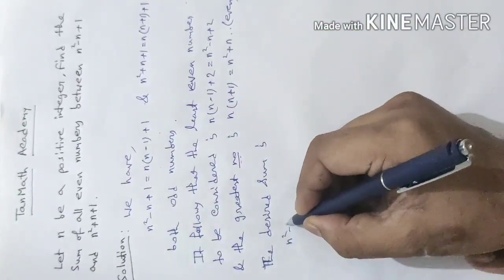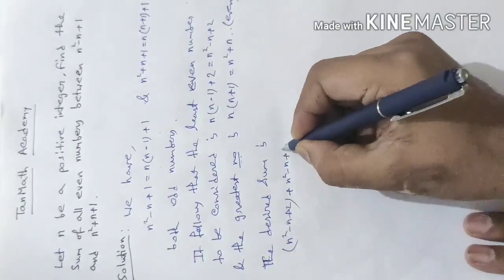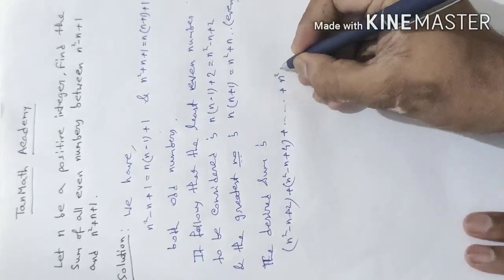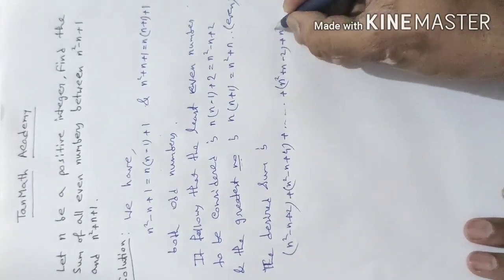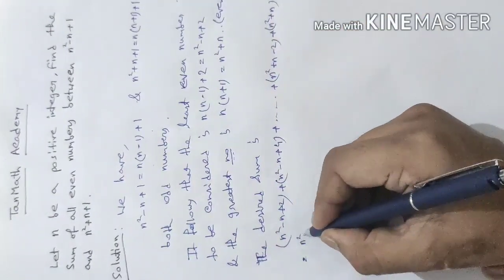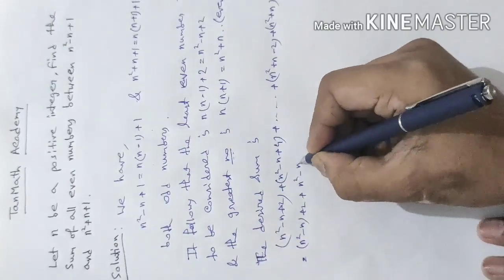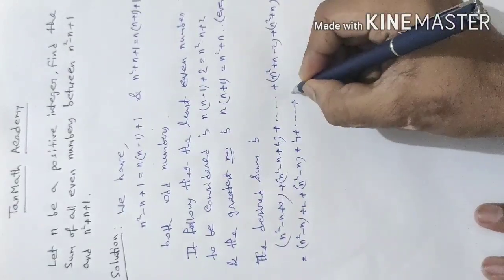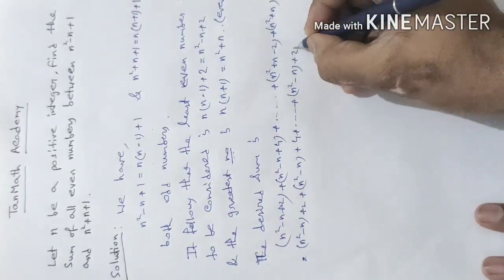The least number is n square minus n plus 2, n square minus n plus 4, plus dot dot dot, plus n square plus n minus 2, and the extreme even number n square plus n. This can be expressed as n square minus n plus 2, n square minus n plus 4, plus and so on, plus n square minus n plus 2n minus 2.